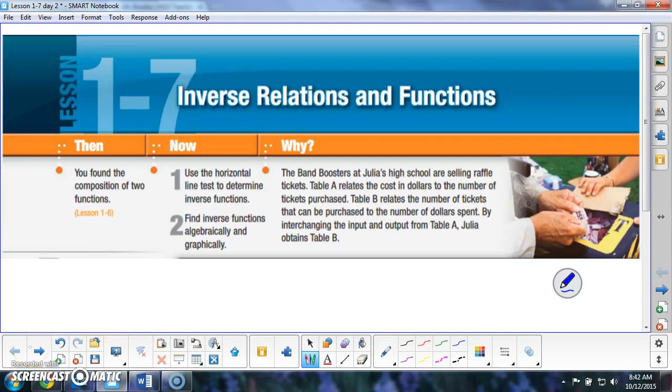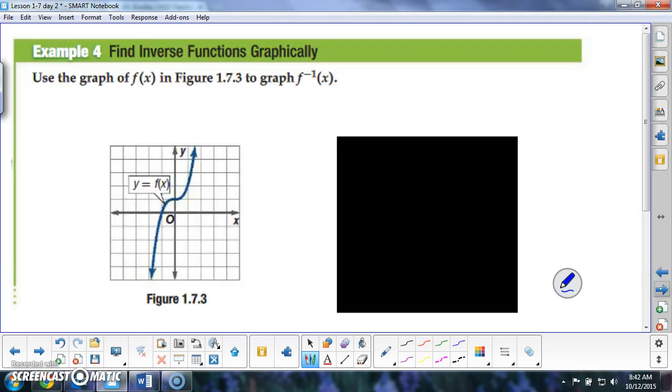Part 2 of Lesson 7 on inverse functions. Example 4 says find the inverse functions graphically. They give us a graph. This happens to be a cubic function. The parent function would be f of x equals x to the third.